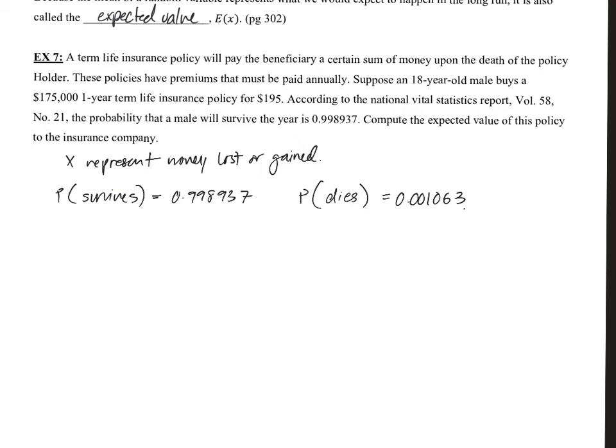All right, so what does the payout mean? Well, basically what this means is that if the 18-year-old survives the year, he pays the company $195. If he doesn't survive the year, the company has to pay his beneficiary this much money.